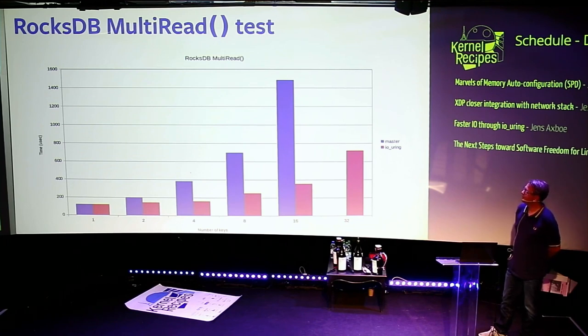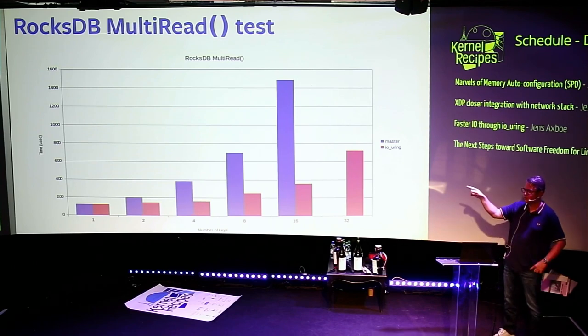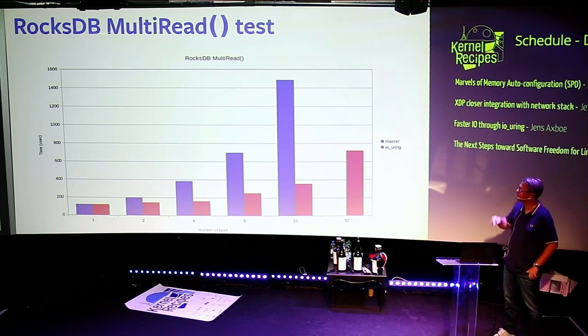For the interface part they have, it's called multi-read. Multi-read is basically you ask for a number of keys at the same time. And Rocks is buffered, at least in this test case. The way they currently have it implemented is they'll just iterate through these keys they need to get and read them serially. So I added io_uring support for multi-read and ran some performance results with 1, 2, 4, 8, 16, 32 keys.